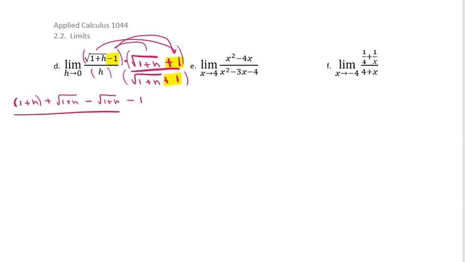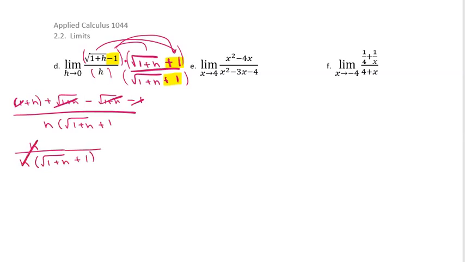All over... Don't worry about simplifying this out. Just leave it as h times the square root of 1 plus h plus 1. These will cancel. So that means we're left with this one and this one. So we have h over h times the square root of 1 plus h plus 1. Be careful with your square root that you don't extend it too far.